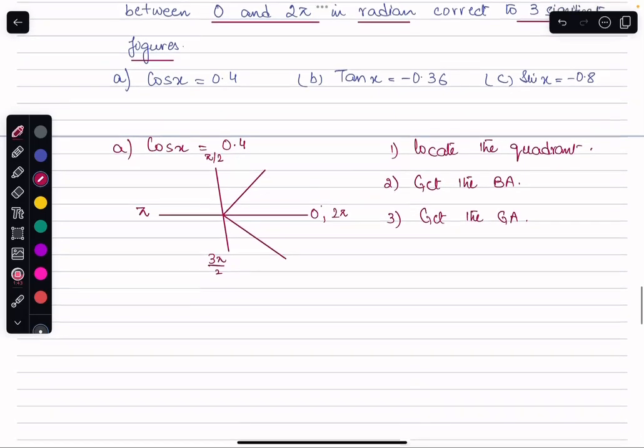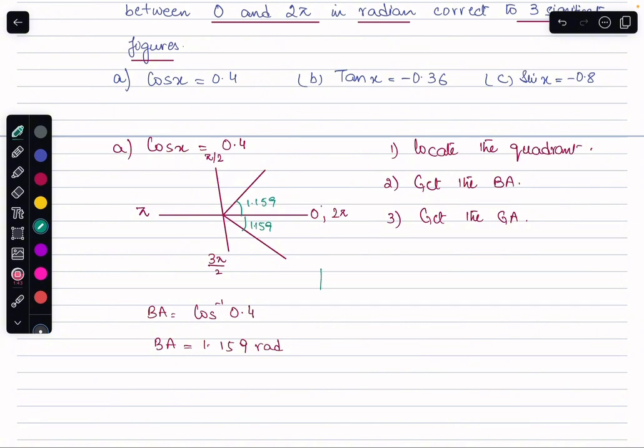We have located the quadrant. Now get the basic angle. We know the basic angle is always going to be with respect to the positive sign. So I'll simply say it's cos inverse 0.4. That means my basic angle for cos inverse 0.4 is 1.159 radian. I have the basic angle here, which is 1.159, and I have the basic angle here as well, which is 1.159.